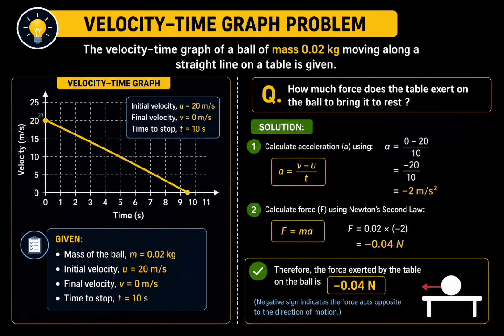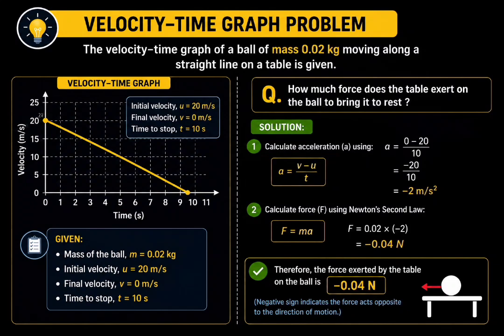Here we have a ball of mass 0.02 kg moving on a straight line. The velocity time graph shows that the initial velocity of the ball is 20 meter per second and it comes to rest in 10 seconds. We have to find the force applied by the table on the ball.